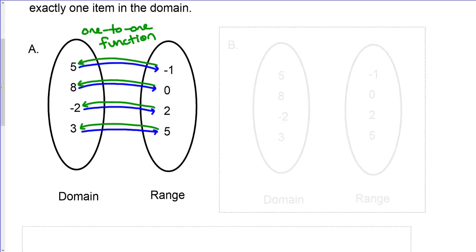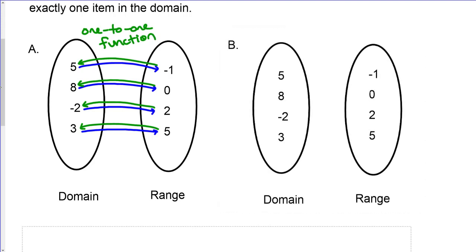Let's look at another example. Same set of values, but I'm going to change the relation between the domain and the range. So I'm going to correspond 5 and -1, 8 and 0, -2 and 2, 3 and 2. This still qualifies as a function, because every single item in the domain corresponds to exactly one item in the range.